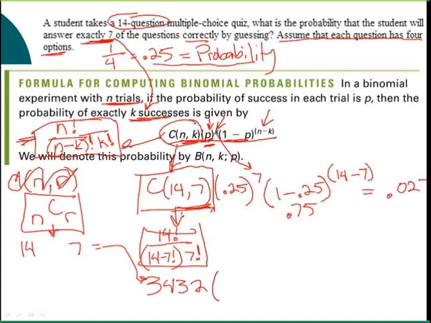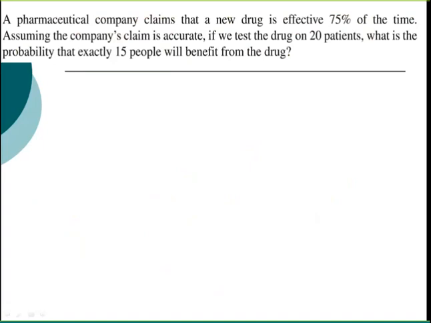Oops, I didn't write on there, did it? So 0.02, I'll round it to 0.028. So 0.028 is your chance of getting this to happen. So in other words, 2.8% chance of you actually getting exactly 7 of the questions correct by guessing. Okay. So we're going to try it a couple times here.